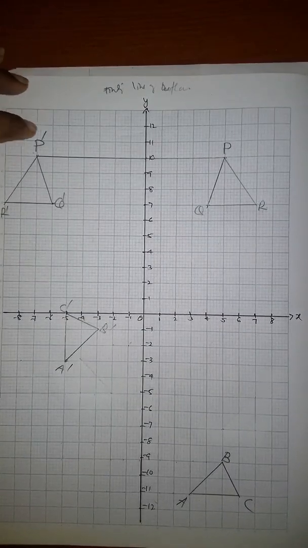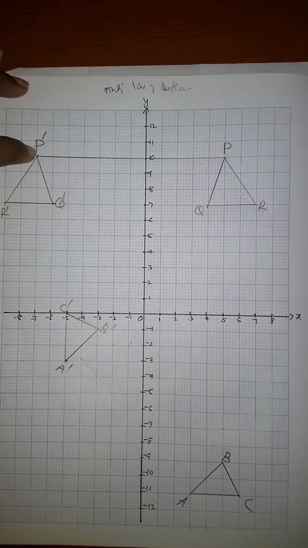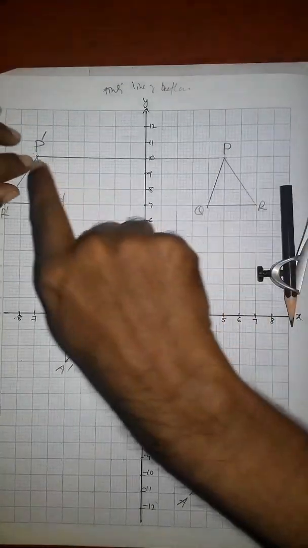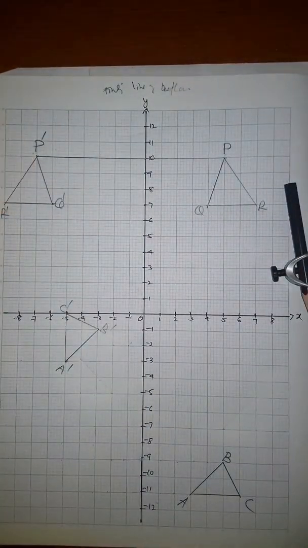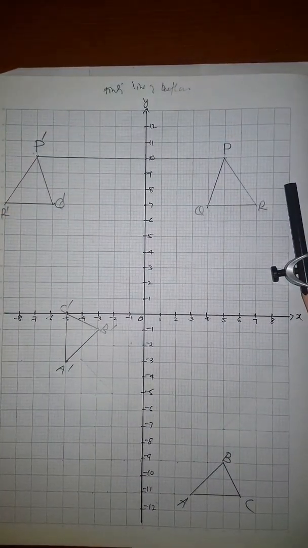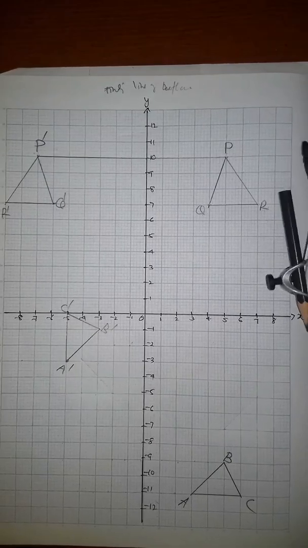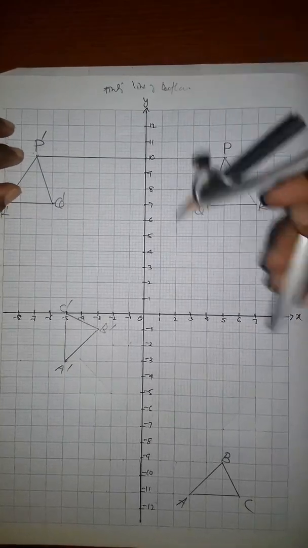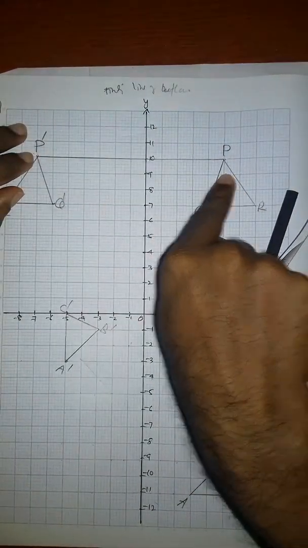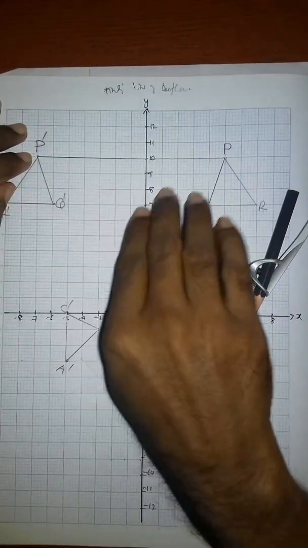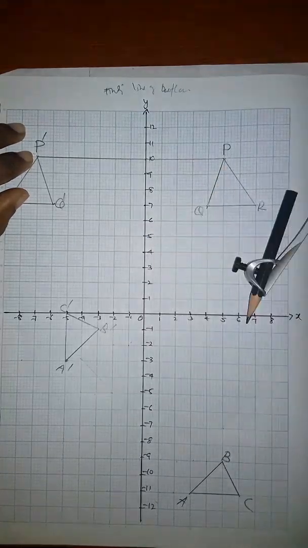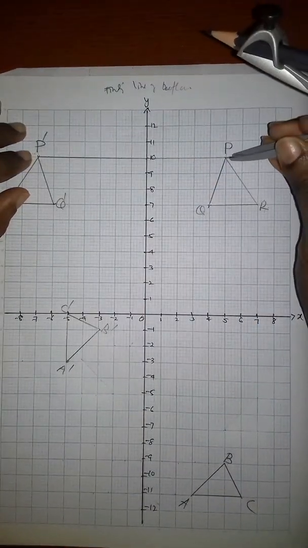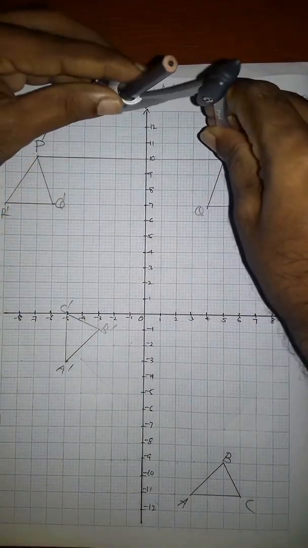Right. Now this is the line joining P and P dash, a pair of corresponding object and image points, and the line of reflection of this onto this will be the perpendicular bisector of this line. Then we will construct the perpendicular bisector following those steps.